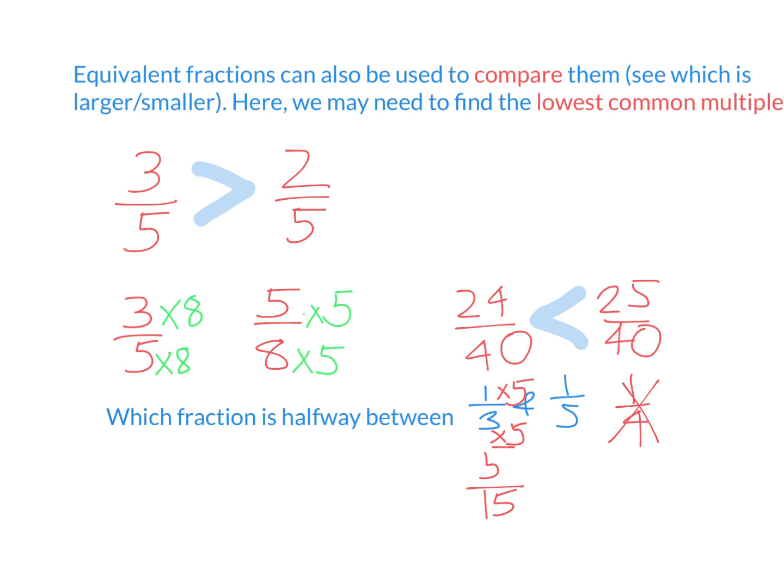So I need to times the bottom by 3. I can times the bottom by 3 as long as I times the top by 3. So clearly 1 over 5 is 3 over 15. 1 over 5 and 3 over 15 are equivalent fractions. So I want to find the number halfway between these two. Well, now it's actually really easy. Halfway between 5 of something and 3 of something is 4 of something. Halfway between 5 over 15 and 3 over 15 is 4 over 15. That number wasn't immediately obvious. We needed to use equivalent fractions.